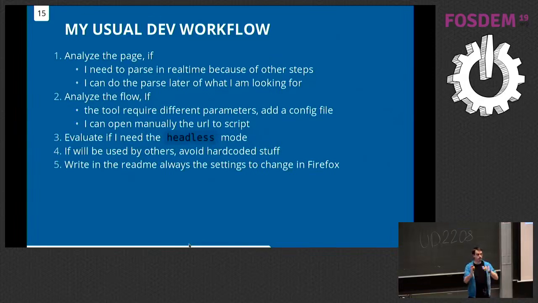Analyze the flow of the process, how many things I have to click and change, and if I need different parameters, usually I make a config file that is easier, also for other people. Or I can manually open the URL because it's easier. It depends on what I need and how much priority I need to give for my customers. Evaluate if I need the headless mode, because Firefox supports it now. If other people will also use this tool, I cannot write spaghetti code, for example. So we need to be clean. And I always document how to configure Firefox, because every time I forget. So other people don't know either, so better to document it every time.